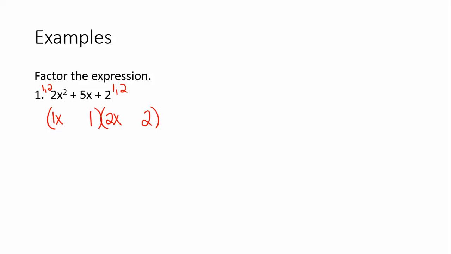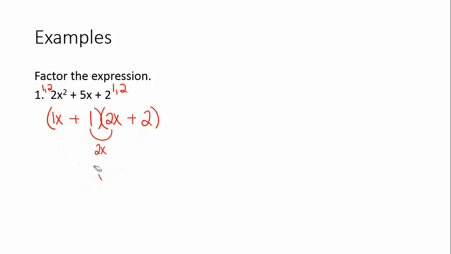And we want to talk about our signs. The back number is positive, so our signs will be the same, and they match the middle. So they are both addition. So now we're going to take a look at, did we get the middle term? Did we get the 5x? So if I multiply here, 1 times 2x is 2x, and outside 1x times 2 is also 2x, and when I add those up I get 4x. And you'll see that this is not the middle term.